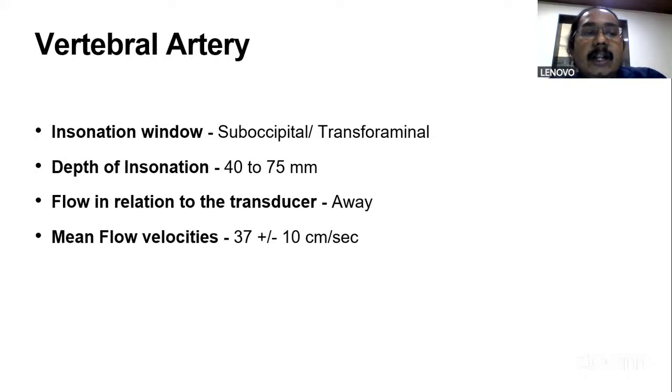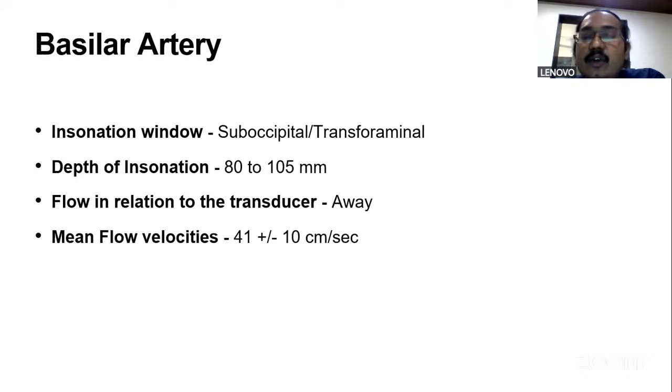So coming to the vertebral artery, the insonation window is the suboccipital or transforaminal window. The depth of insonation is 40 to 70 mm, the flow is away, and the mean flow velocity is 37 plus or minus 10 centimeters per second. Whereas for the basilar artery, you find that it is almost similar, just that the depth at which the basilar artery is insonated is 80 to 105 mm.